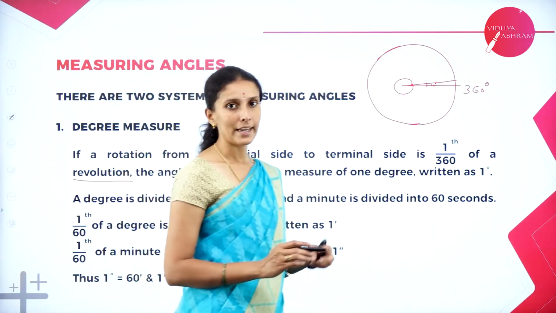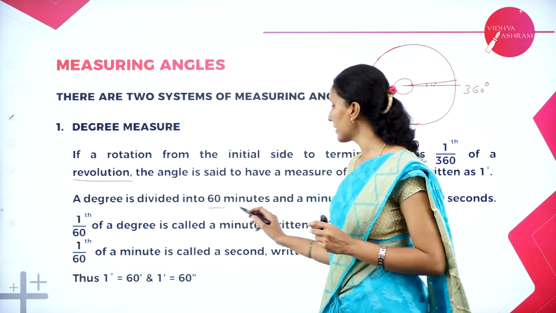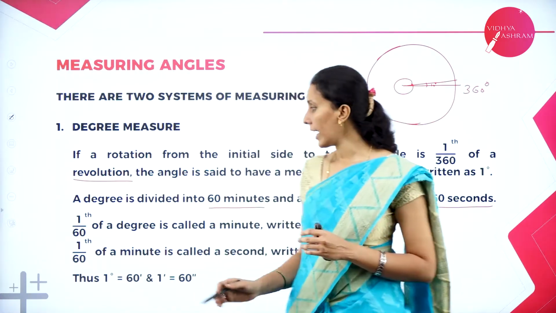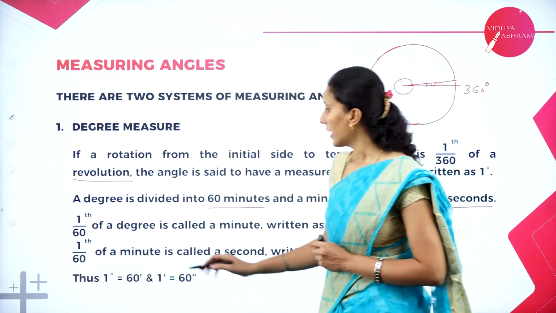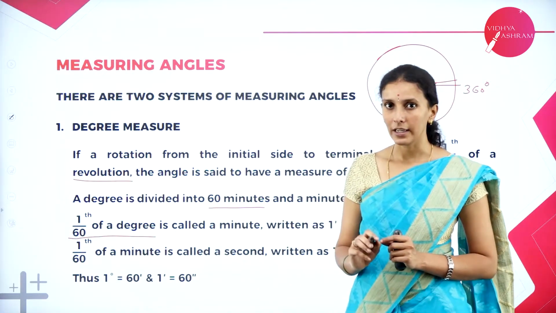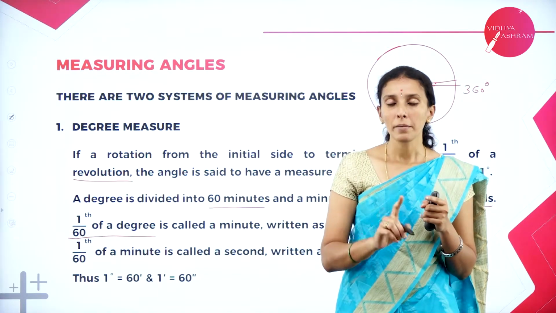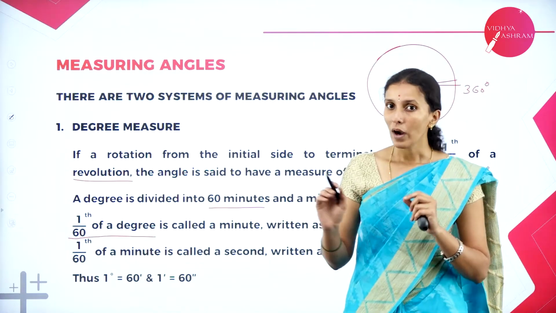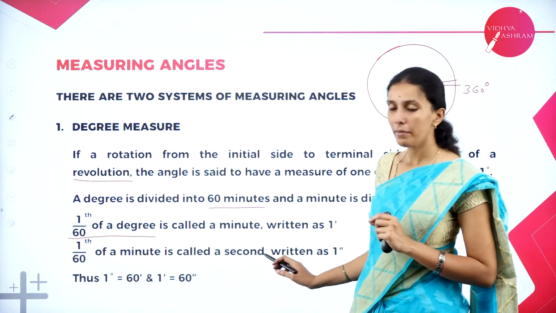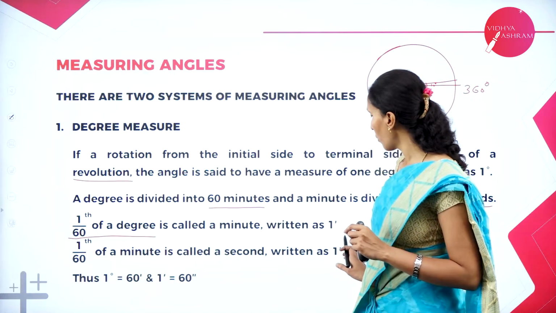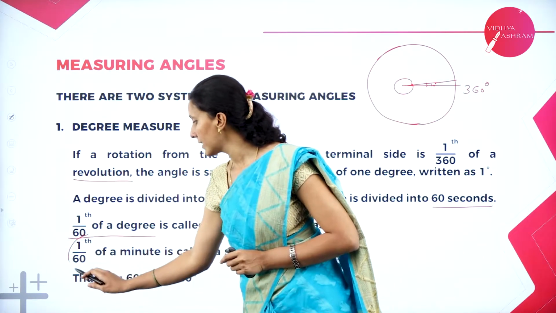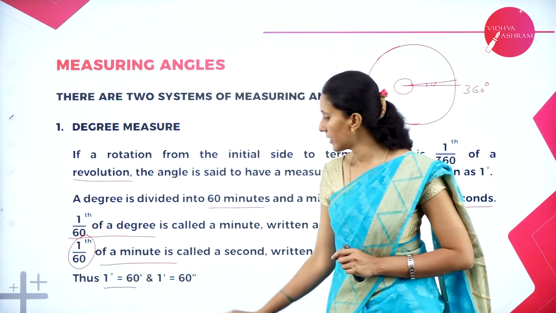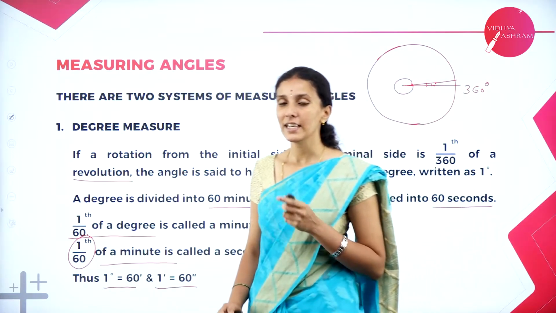And 1 degree is nothing but 60 minutes and 1 minute is nothing but 60 seconds. How will we take a measurement of 1 minute? It is nothing but 1 by 60th of a degree. And when we convert it into seconds, 1 degree means 60 minutes and 1 minute means 60 seconds. So 1 second is nothing but 1/60th of a minute. So we can write 1 degree is equal to 60 minutes, 1 minute is equal to 60 seconds.